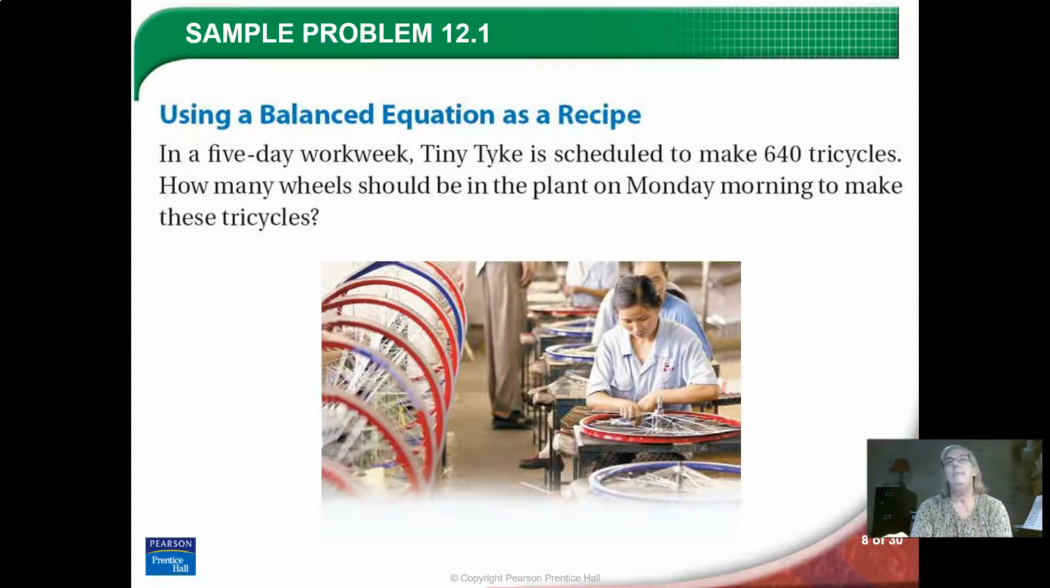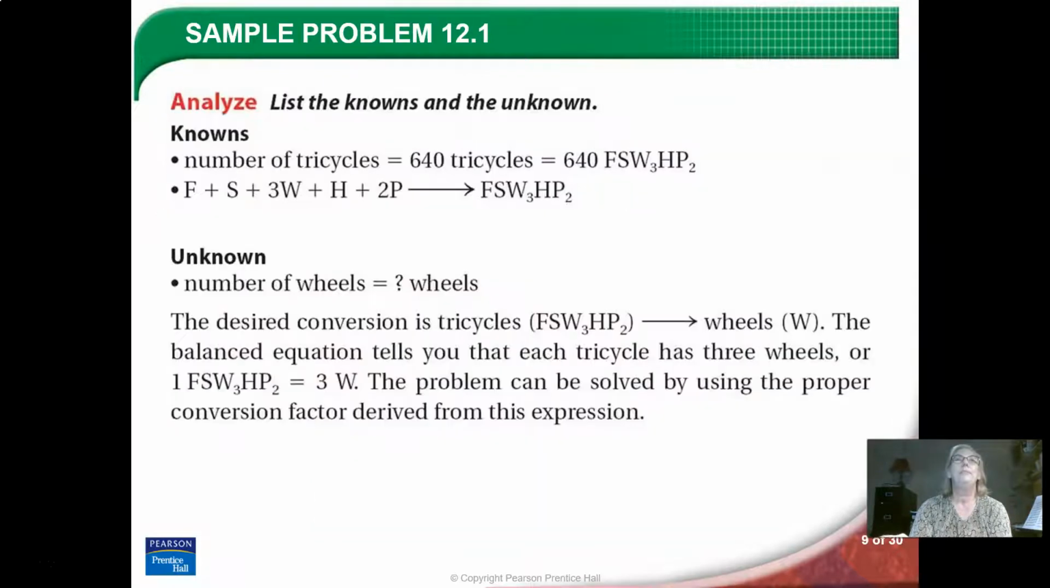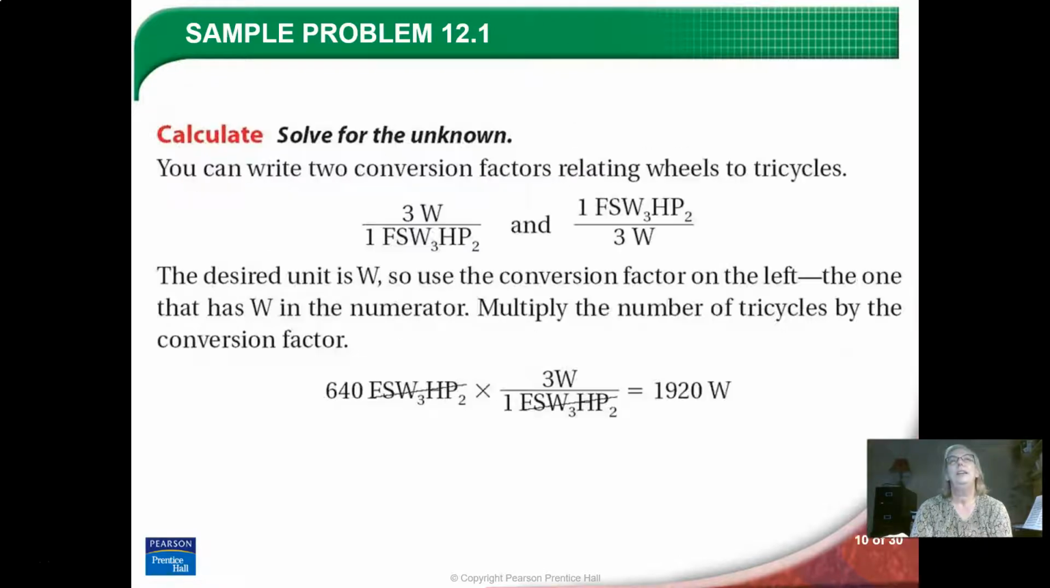How many wheels are they going to need on Monday morning to get through the week? That's what this question is asking for. It's very similar to what we do in chemistry. So we need 640 tricycles, and there's 3 wheels on every tricycle. So how many are we going to need? We can do stoichiometry with unit analysis. We need 640 of these tricycles. There's 3 wheels on each trike. If we multiply those together, this number times that number, because they're both on the top of their fractions, we get that many wheels is what we need on Monday to make the 640 tricycles that we want.